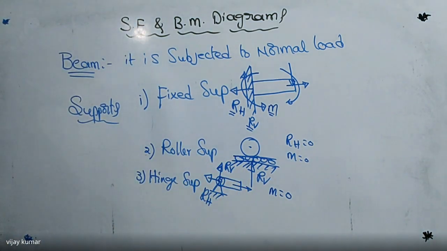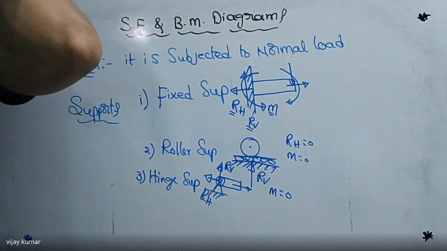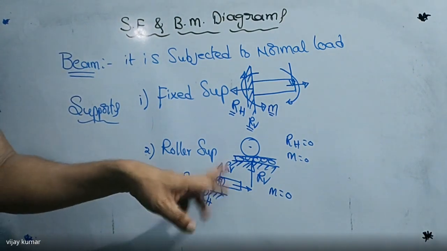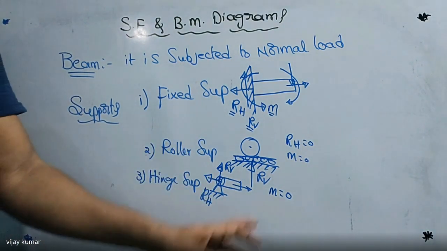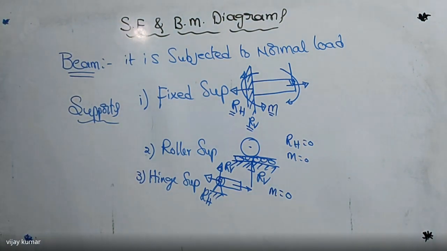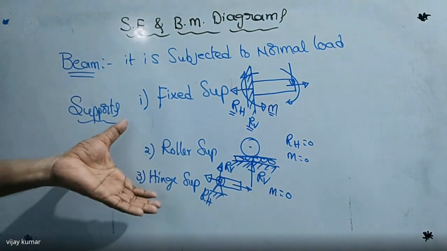So in a hinge support, how many reactions do we have? Only two reactions: horizontal, and the next one is vertical. And the moment reaction becomes how much? Zero. Did you get my point or not? So these are the very, very important supports.